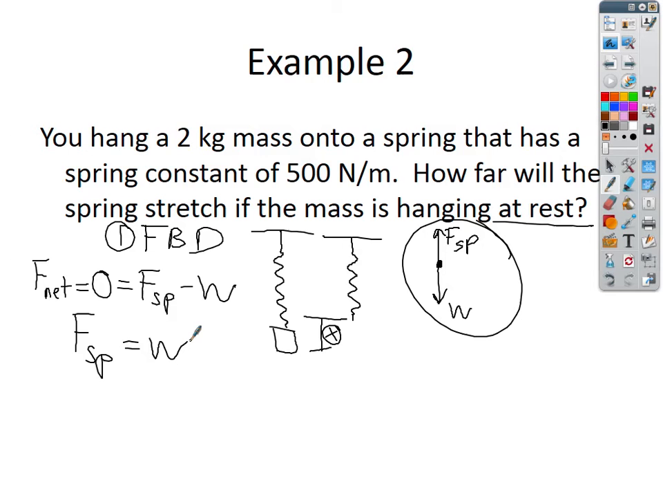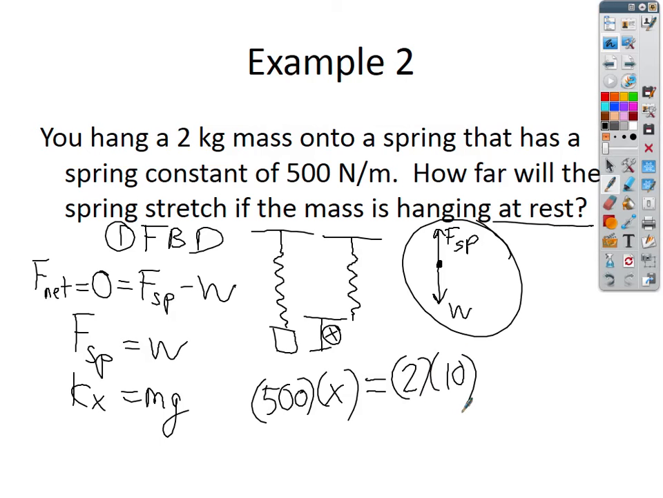So how would I solve this? Well, I know formulas for both of these. Spring force is K times X, weight is M times G. Plug everything in. So it's going to be 500 times X, I'm looking for the displacement, X, equals 2 times 10. 500 divided by 20, what's that, 25, I believe? Yeah, it's 25. X would be 25 meters. That would be a heck of a spring. All right, a little silly there.